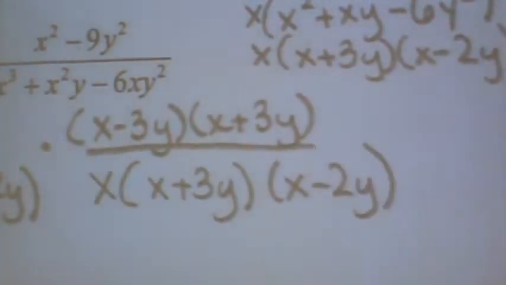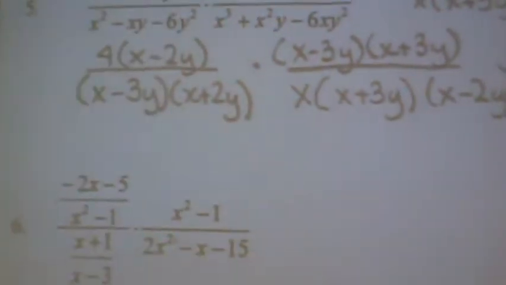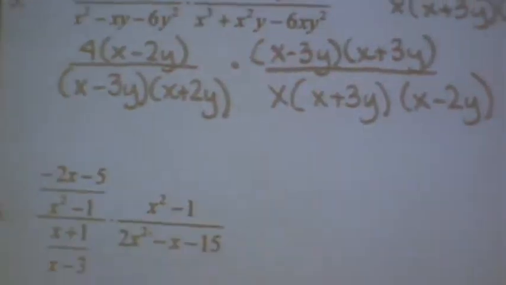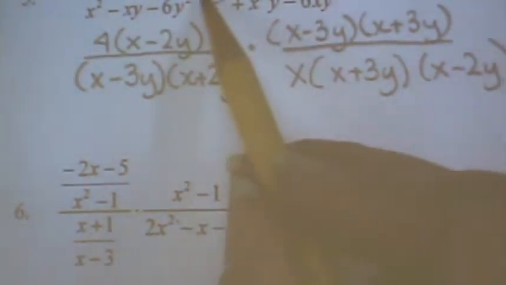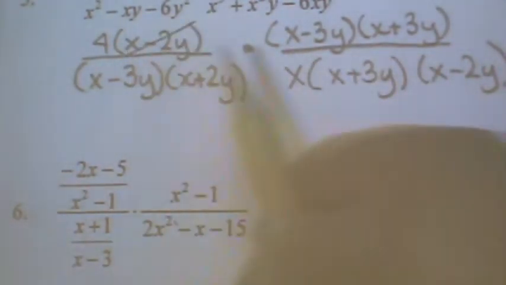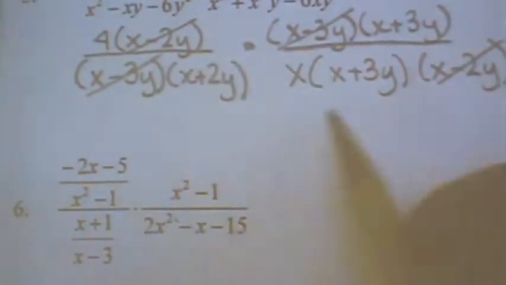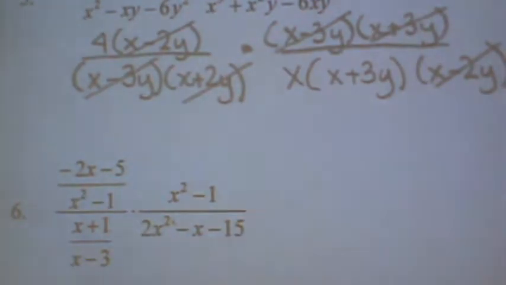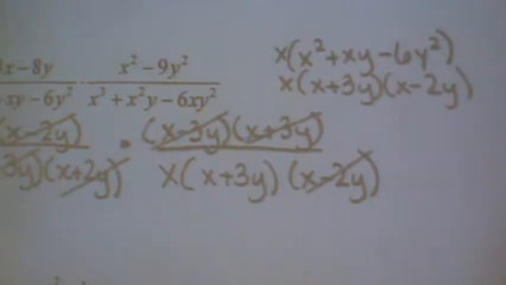And then you start canceling. This is the fun part. What cancels? Should we flip it? Don't you flip it first and then cancel? It's a multiplication, do not flip. x minus 2y. x minus 2y. So what's your final answer? 4 over x plus 2y. Yeah, it wouldn't be.